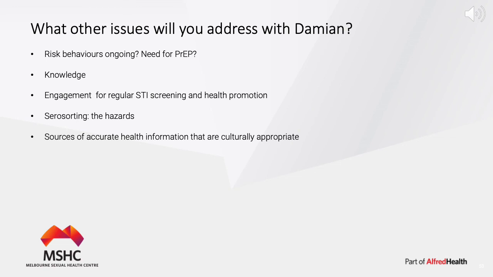You need to ascertain his knowledge about STIs and the importance of screening. He last screened 3 years ago. You've got to work out why, because maybe he was not sexually active in the last 3 years, or he may have had a long-term partner and they were monogamous. So you need to explore why he didn't get tested more regularly.